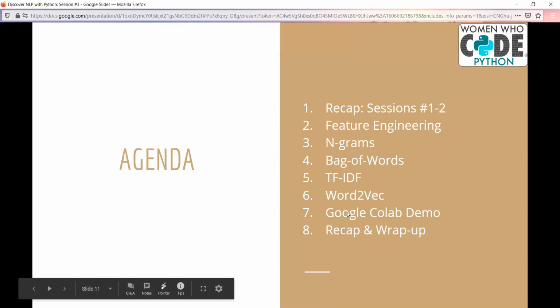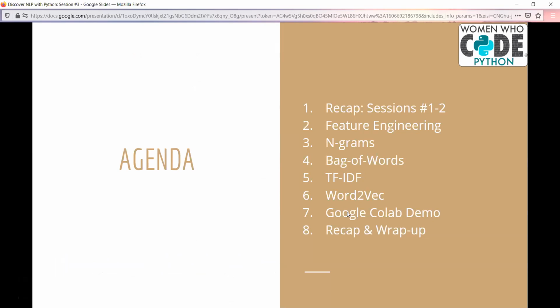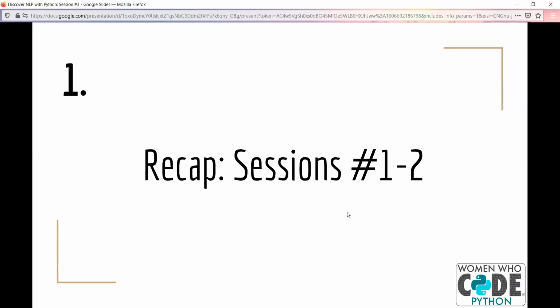Is we would be recapping sessions 1 and 2 a little bit, and then we'll talk about feature engineering and the word vectorization techniques. And those are n-grams, bag of words, TF-IDF, word2vec. We would also see that in Google Colab as a demo, and then we'll just recap.